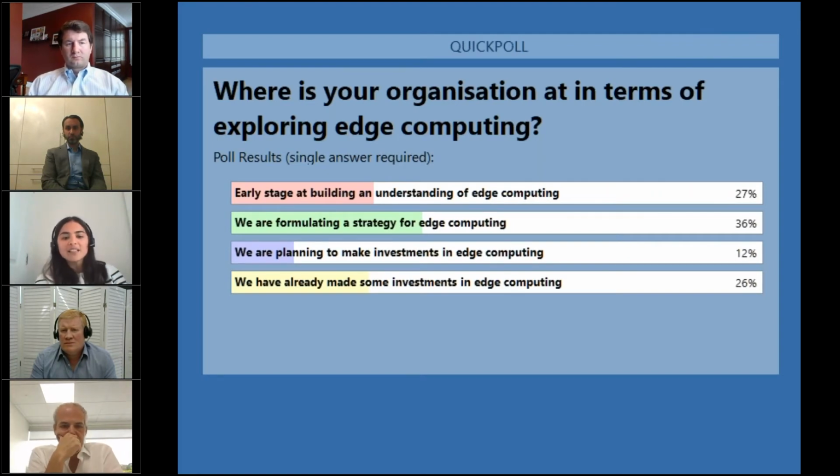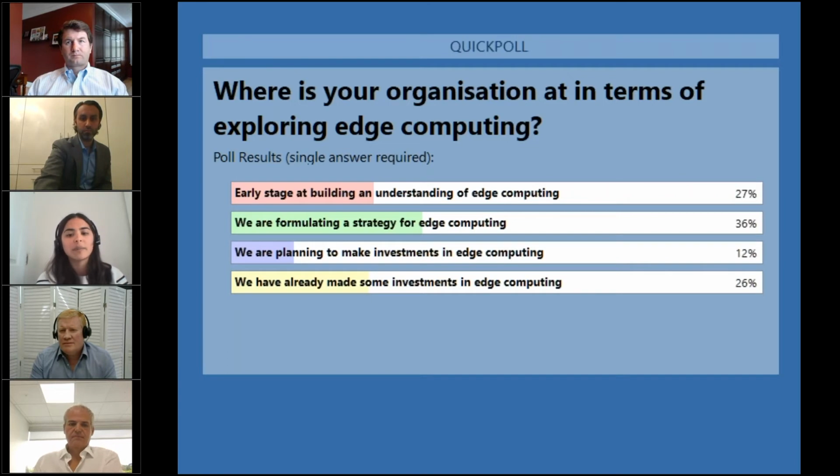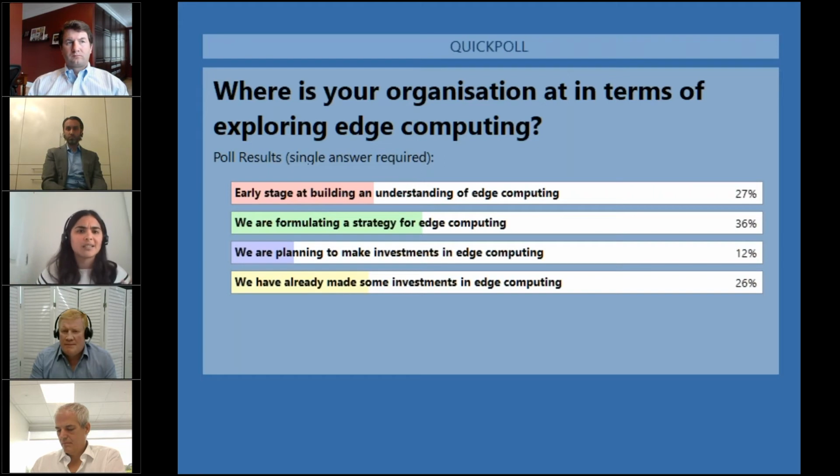Great. As you can see here, we've got pretty much an even-ish spread across most of the responses, except planning to make investments. So more than half are at this early-ish stage of understanding edge and formulating a strategy, then around a quarter of the audience are making investments, and a few are in that middle stage. So there's a bit of a gap, almost a polarization of those who are ready to go investing in edge and those who are still early. When we have our next poll, which is about where investments are happening, we'll be interested to hear the views of those who are already making investments in edge.